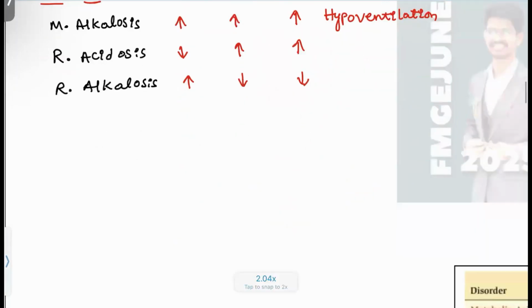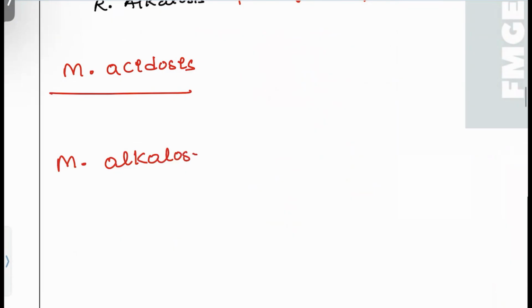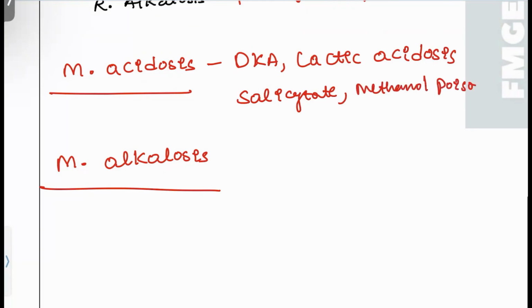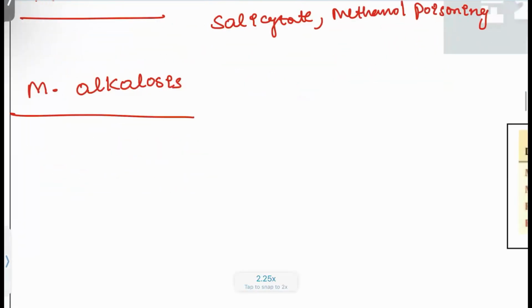And I want to know what the normal causes of metabolic acidosis and metabolic alkalosis are. Common conditions you see in metabolic acidosis are DKA and lactic acidosis. These are the common conditions you encounter with metabolic acidosis, and also salicylate poisoning, glycol or methanol poisoning. These are the conditions where you will encounter metabolic acidosis in a patient.